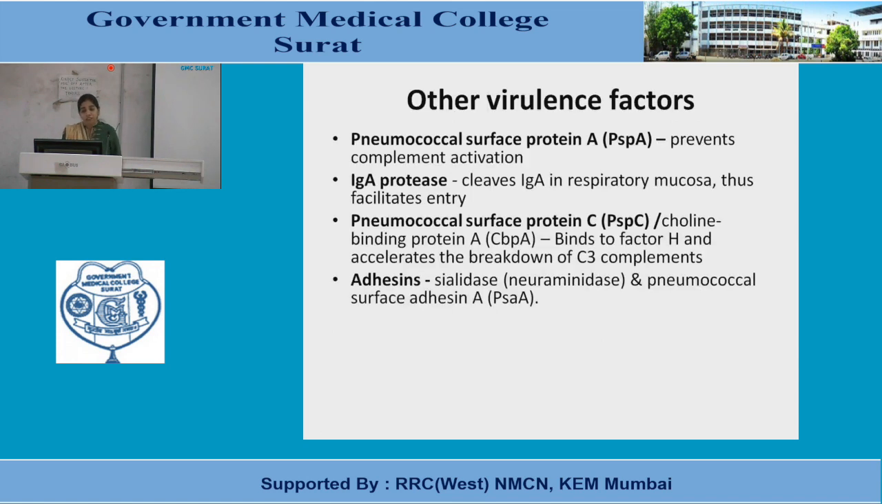Other virulence factors are pneumococcal surface protein A, PspA, which prevents complement activation. Then the immunoglobulin A protease enzyme, which cleaves immunoglobulin A in the respiratory mucosa, thus facilitating entry. Another is pneumococcal surface protein C, PspC, the choline binding protein A, CbpA, which binds to factor H and accelerates the breakdown of C3 complement. And last are the adhesins, which are sialidase, neuraminidase, and pneumococcal surface adhesin A.